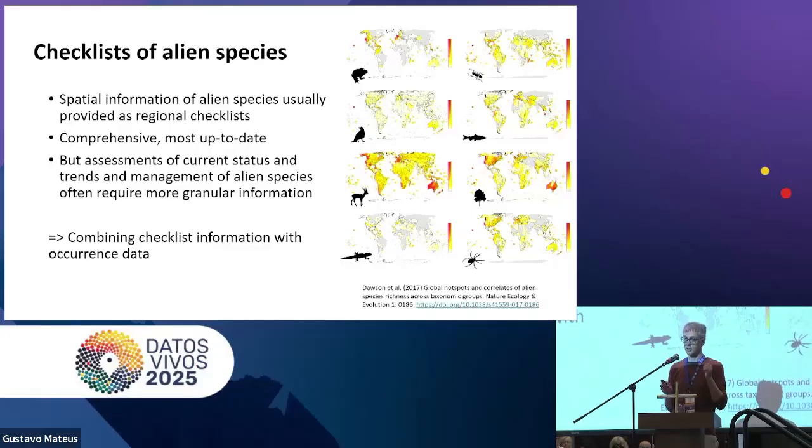But still, you see on the maps there's a lot of gray areas. Many checklists are lacking also, and probably all checklists are incomplete. The problem is that for assessing biological invasions and managing invasive alien species, we often need more granular information at a finer scale. So I thought it would be a good idea to combine the power of checklists with the power of occurrence records as provided with GBIF and OBIS.